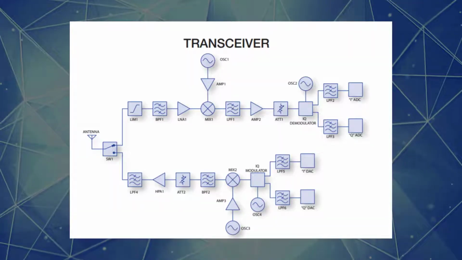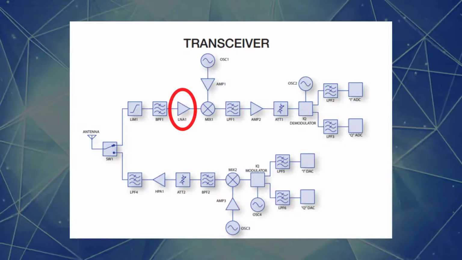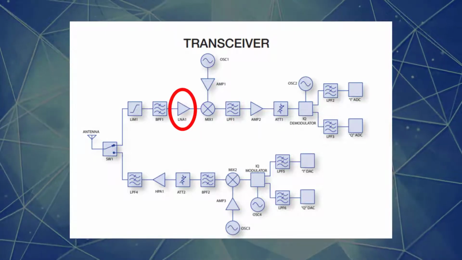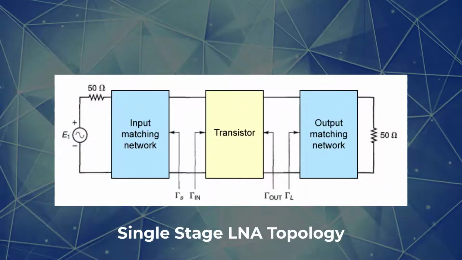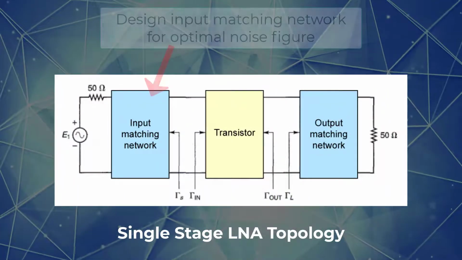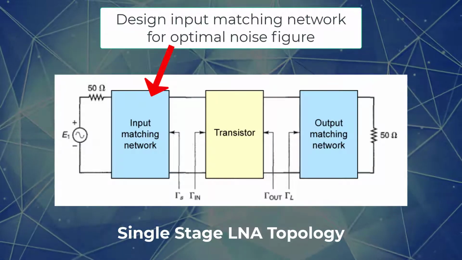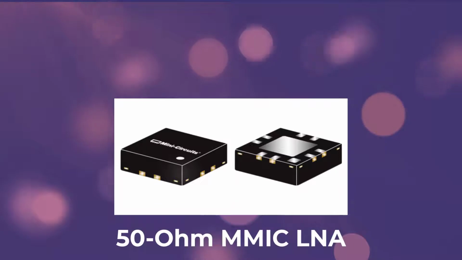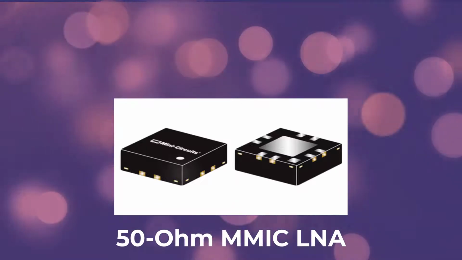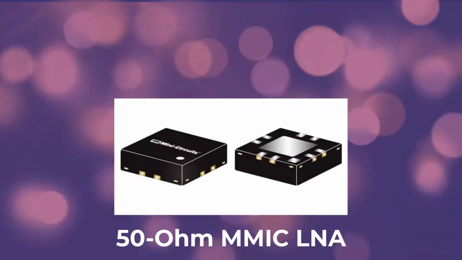Low noise amplifiers, or LNAs, are critical components of any system. An LNA can be designed with a discrete transistor, which would involve designing an input matching network to achieve low noise figure. Another approach when designing an LNA is to use a MMIC LNA that's already internally matched to 50 ohms.